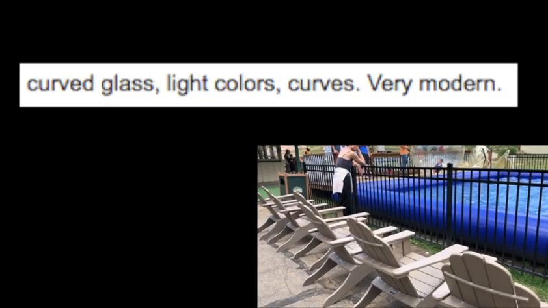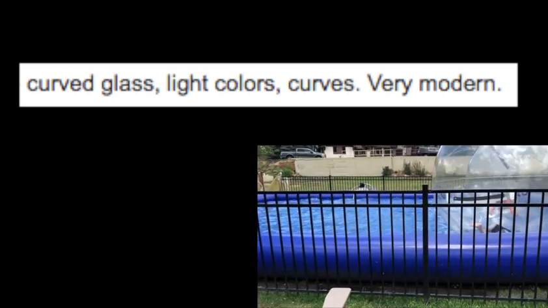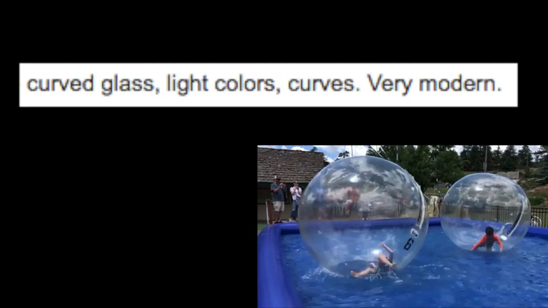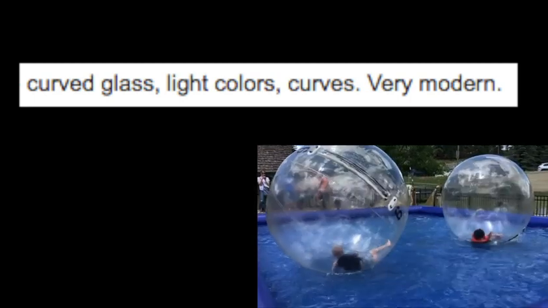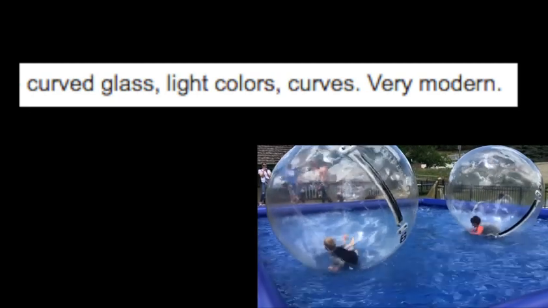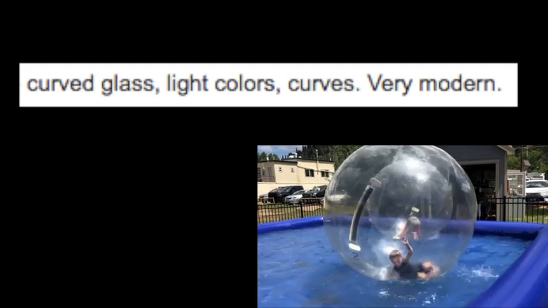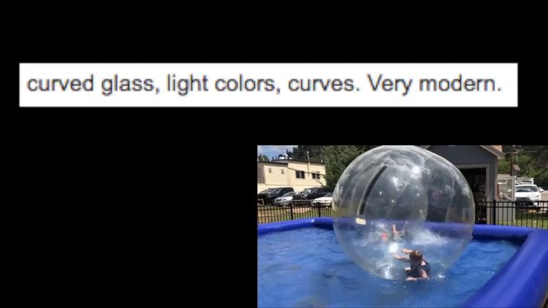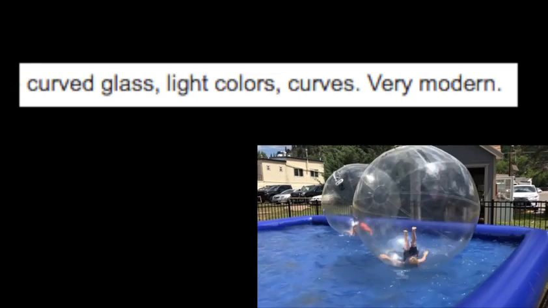Then more of her notes. It says curved glass, light colors, curves, very modern. So she was picking up on the curved quality of the spheres. And you know, it's funny, the very modern thing, because if you think of modern furniture, even back from the 50s, what was considered modern back then for furniture, some of it was very round and very clear plastic, so space-like, futuristic.